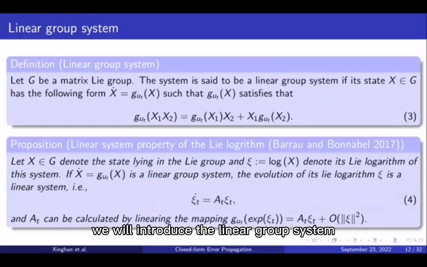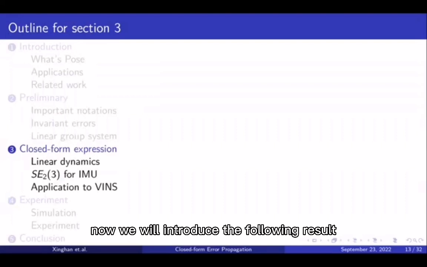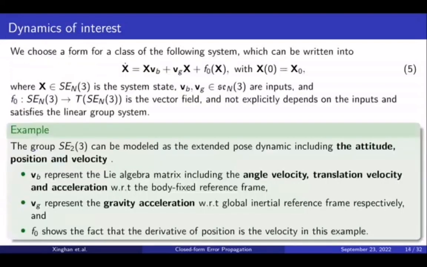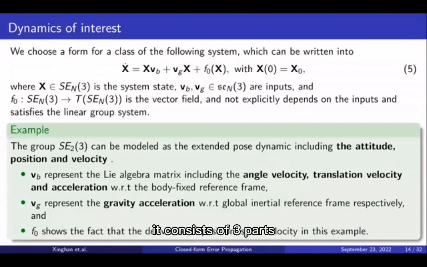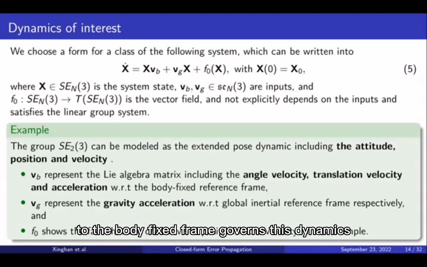We will introduce the group affine system. If the system satisfies the following property, its Lie logarithm, being a vector, can be a linear system. Now we will introduce the following result. We are interested in the following class of system. It consists of three parts. The first part represents that the control input relative to the body-fixed frame governs the dynamics. The second part represents the one relative to the global frame, and the third part represents an autonomous part.